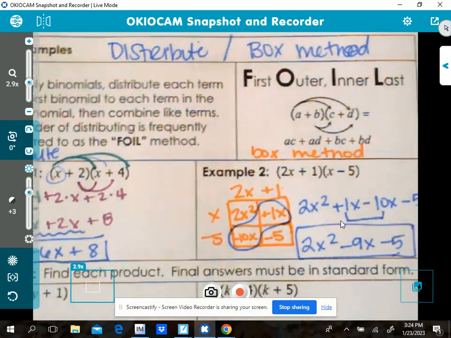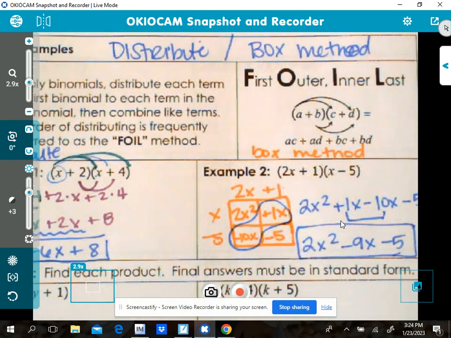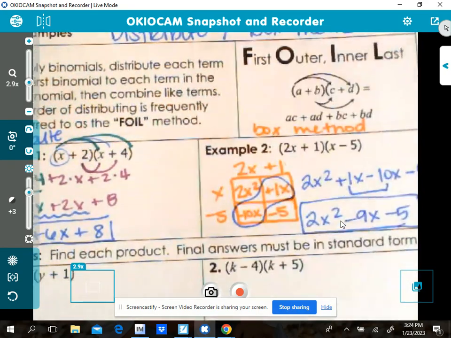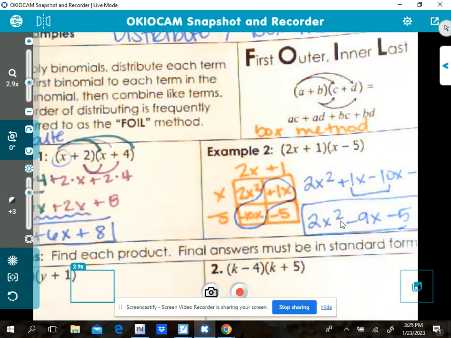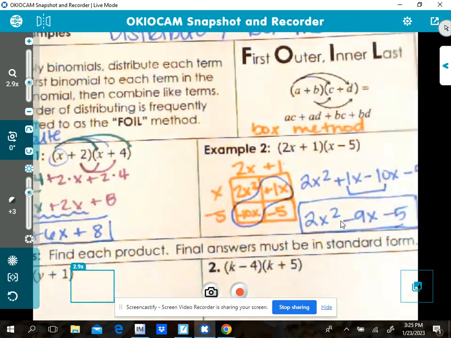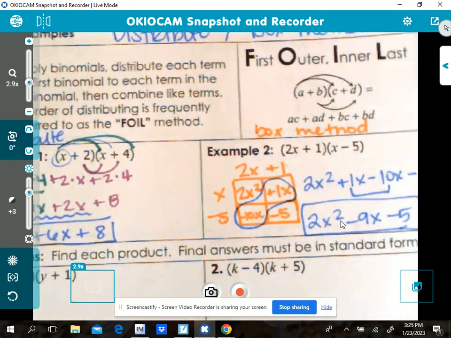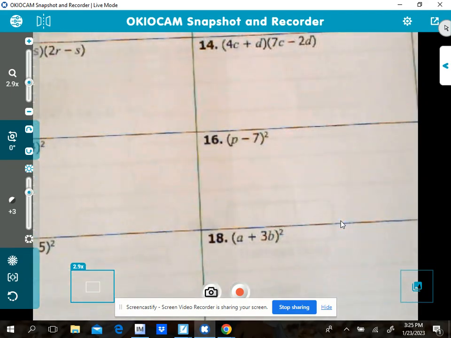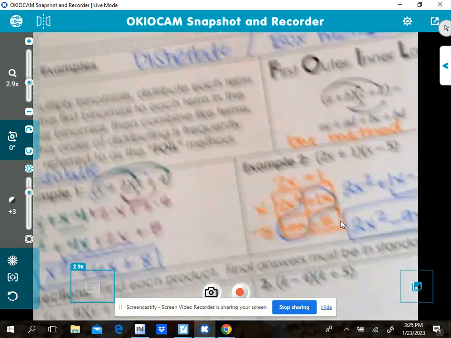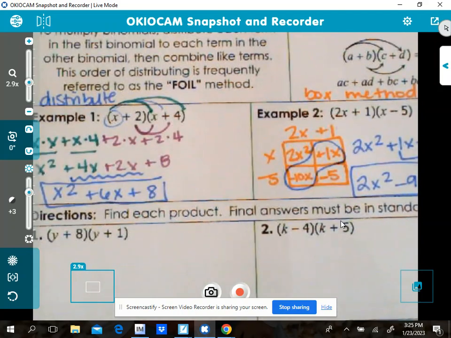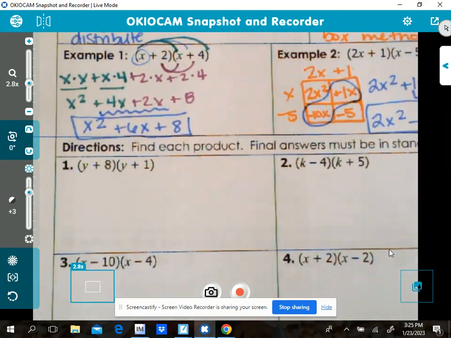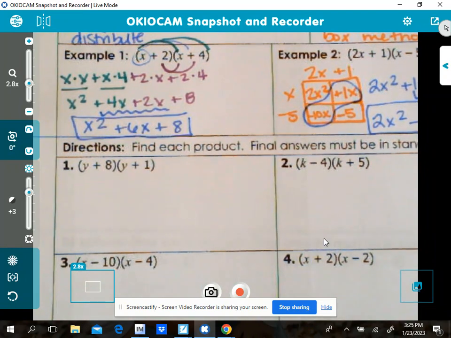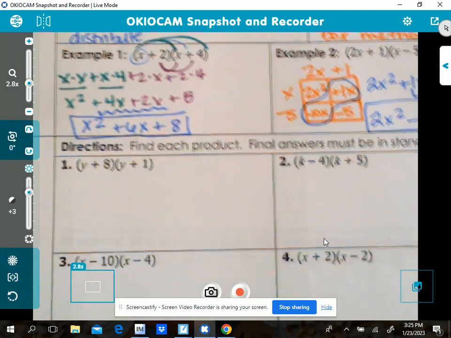which gives me 2x squared minus 9x minus 5 as my answer. Okay, so I'm just going to do the first 10 or so in these notes, depending on time. If I can get to the second page, hang on. Okay, and then we'll skip and do a couple more. I might not even do the whole first 10, okay? But I will do all of my odd problems just by the distributive property. I'll do all of my even problems with the box method, okay?